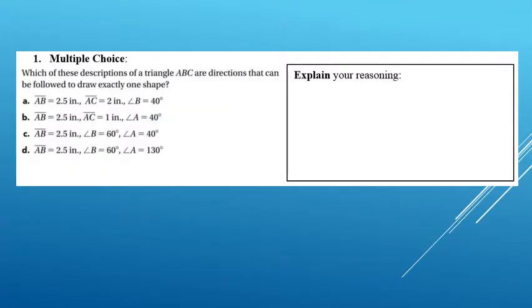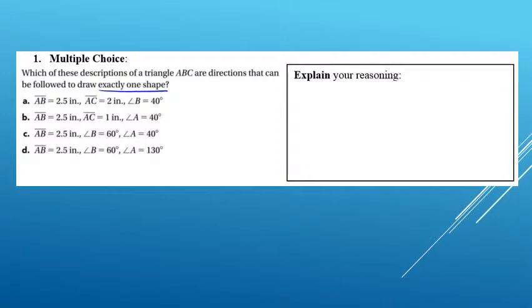So in your first question, this is a multiple choice question, and it is possible to have multiple answers. Which of these descriptions of a triangle ABC are directions that can be followed to draw exactly one shape? You might think about what we did in class today and how we talked about how if we give you certain pieces of information, they will only produce one triangle. However, other pieces of information might produce more than one.